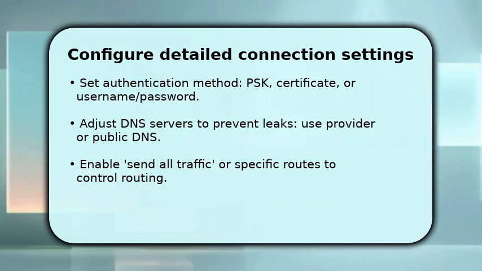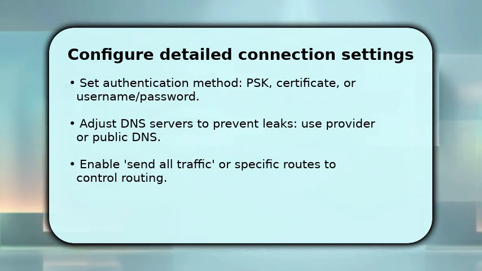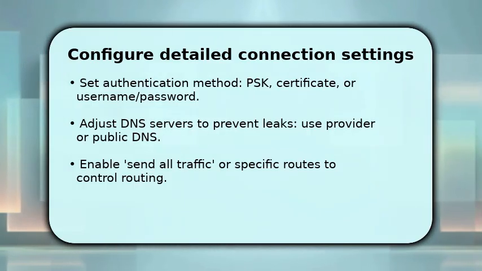Next, decide routing. Enable send all traffic to tunnel everything, or add specific routes if you only want select networks tunneled. Make sure MTU and keepalive settings follow provider recommendations to reduce fragmentation.